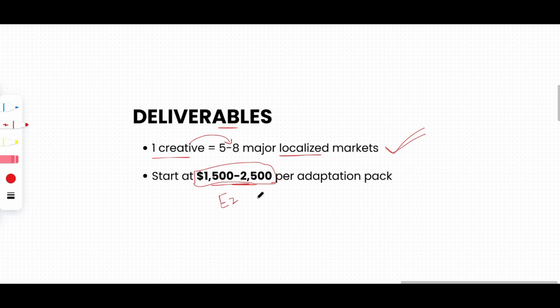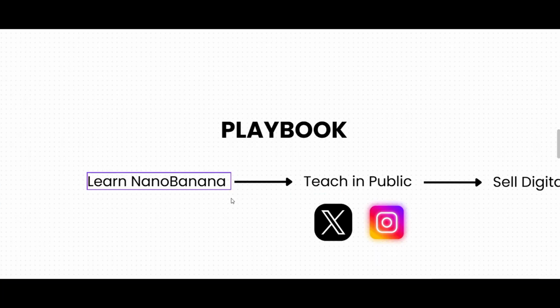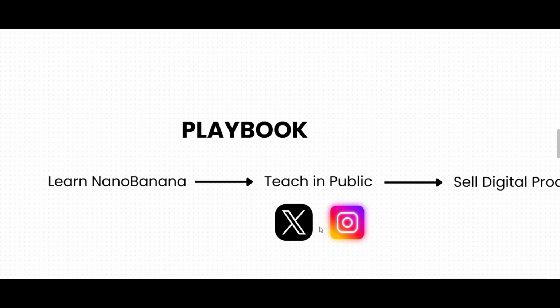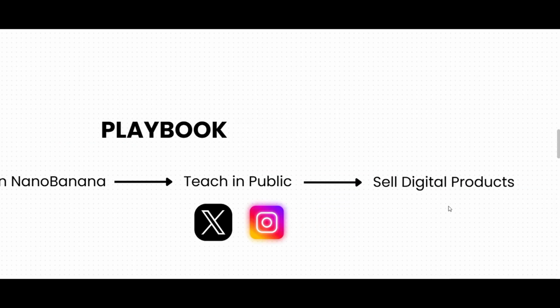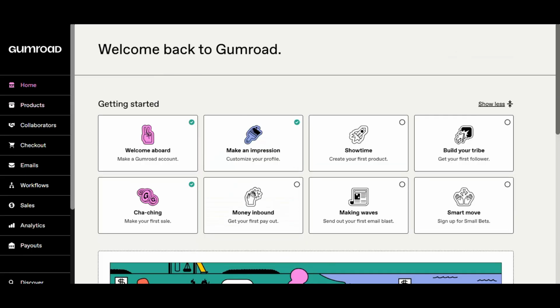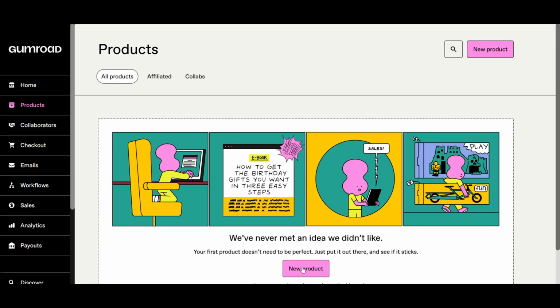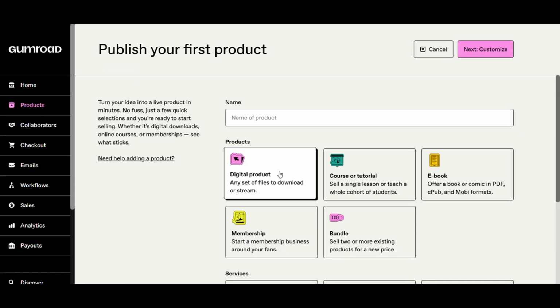Now let's talk about the final method. Method 6. Digital products, perfect if client work isn't your thing, but building once and selling many times is. Here's the play: learn NanoBanana well enough to produce reliable results, document the workflows, teach them publicly, and turn that attention into products. Platforms make this simple: spin up a storefront in minutes and start selling without monthly fees, with Gumroad taking a flat 10% on sales. Promote on social, then link straight to packs.